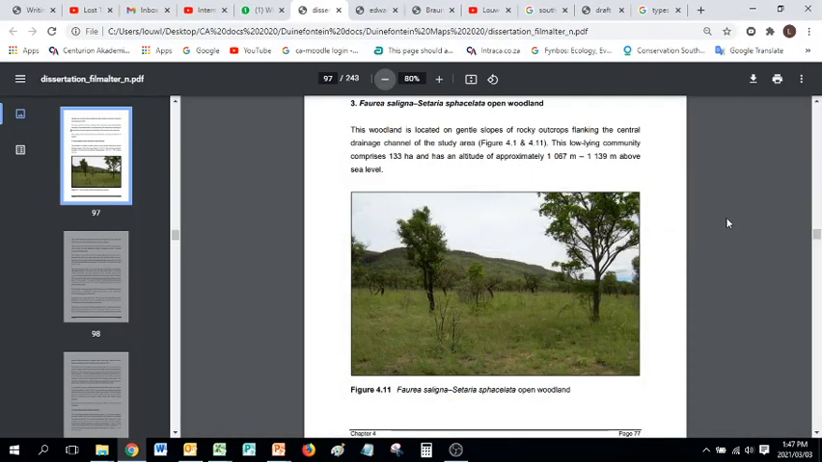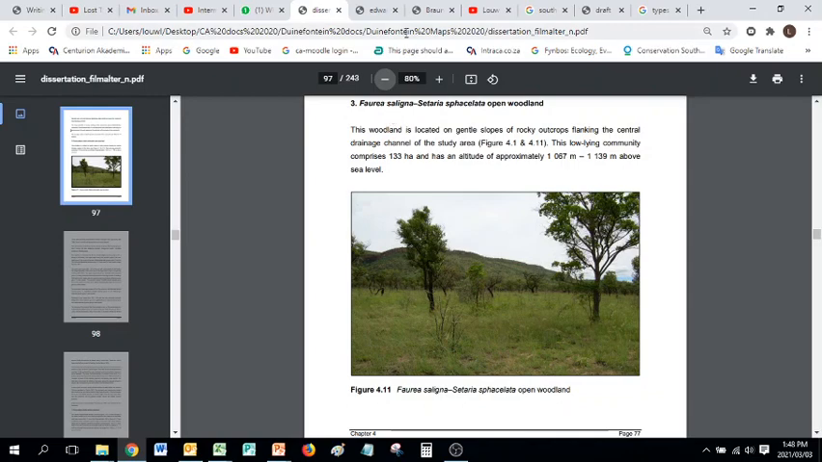After we have then differentiated the various communities from one another, we need to go and describe each one of these communities. So this is an example out of one of the papers that we previously worked out of, and this community is called Foria saligna setaria spacellata open woodland. So essentially there's 2 species names and then a descriptive term of the specific habitat structure to a certain extent as well. So where do we find that descriptive word, and where do we find these 2 species?